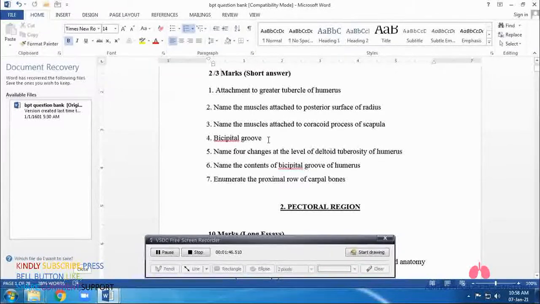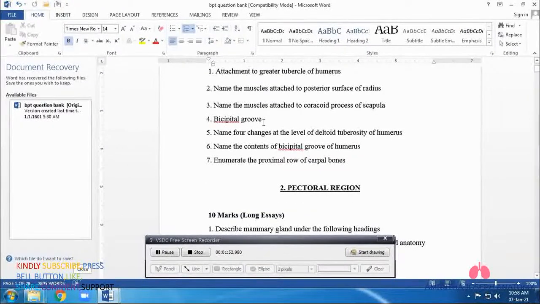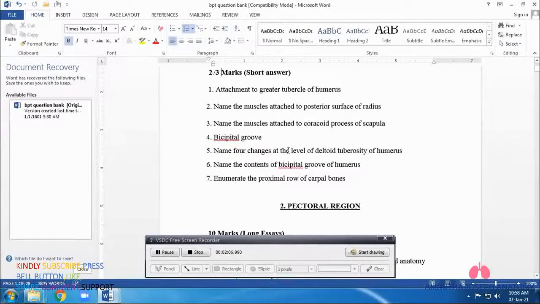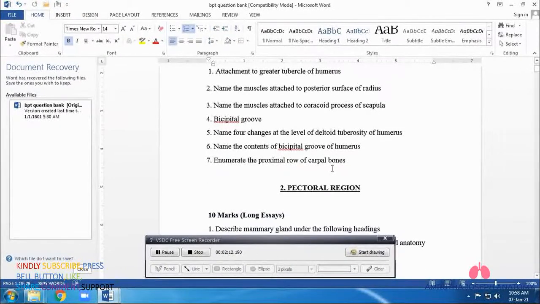Name 4 changes at the level of deltoid tuberosity of humerus. There are multiple changes that happen at the level of deltoid tuberosity of humerus that you need to mention. Name the contents of bicipital groove of humerus. Again, the bicipital groove is also called the intertubercular sulcus, so the structures in that. Enumerate proximal row of carpal bones. Just write the names of the carpal bones in the proximal row. You also need to know about the distal row of carpal bones.